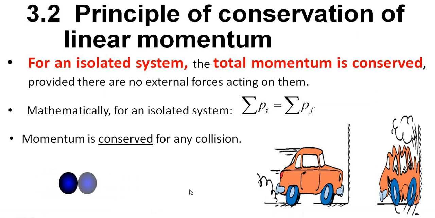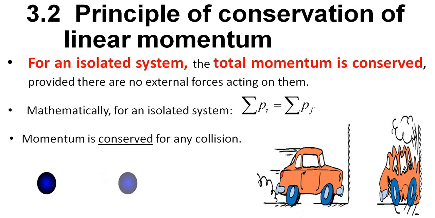In this video, we will continue to discuss topic 3, subtopic 3.2, Principle of Conservation of Linear Momentum. This principle states that for an isolated system, the total momentum is conserved, provided there are no external forces acting on it. Mathematically, for an isolated system, summation P initial equals summation P final. In any collision, there must be a conservation of linear momentum.